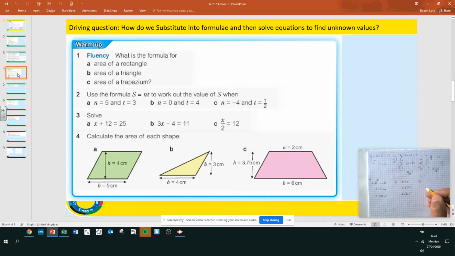C. Trapezium. Remember the trapezium? Area equals a half, the length of A plus the length of B, times H, height. So area equals a half, bracket, top line is 2 plus the bottom line is 6, and the height is 3.75. 2 plus 6 makes 8. Half of 8 is 4. The area equals 4 times 3.75. Now I'll come to my multiplication.